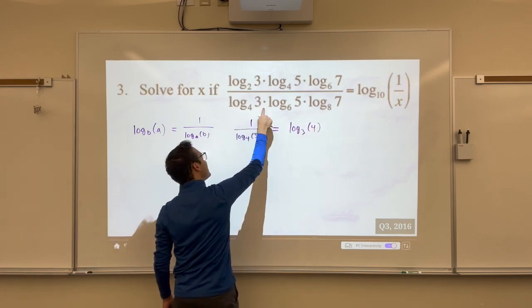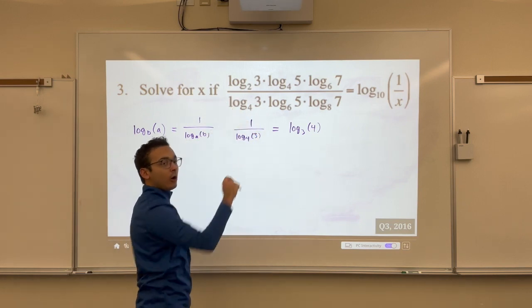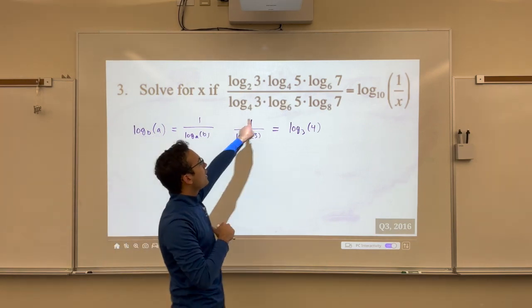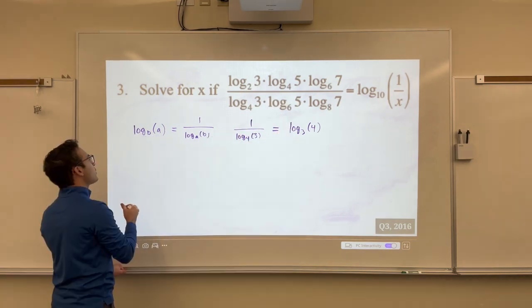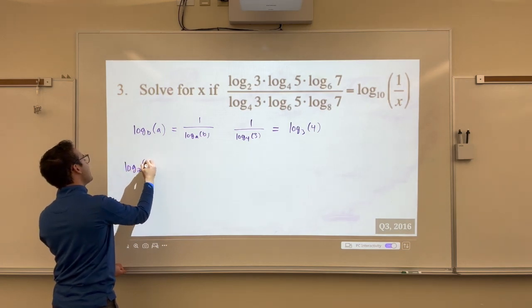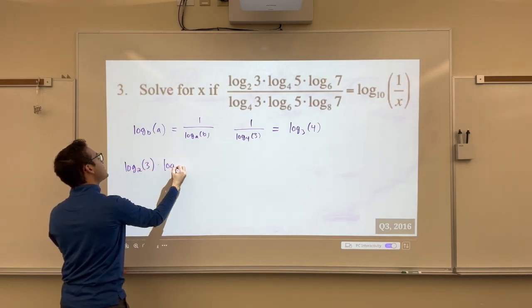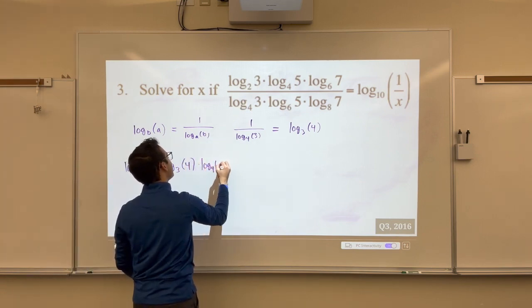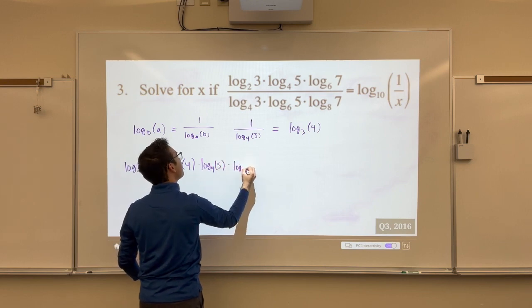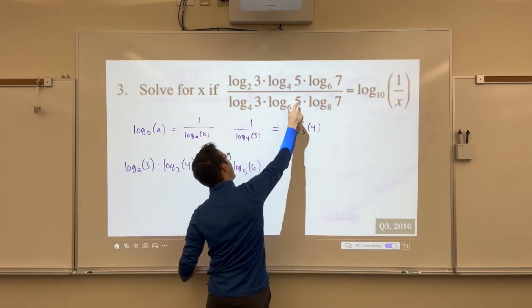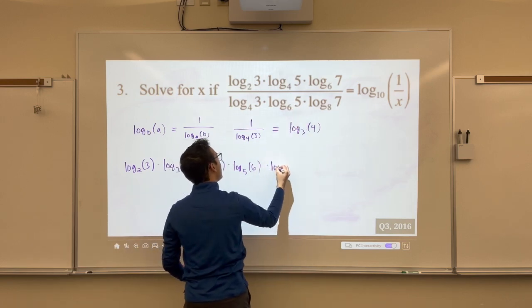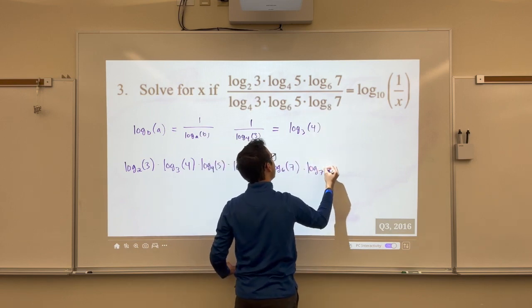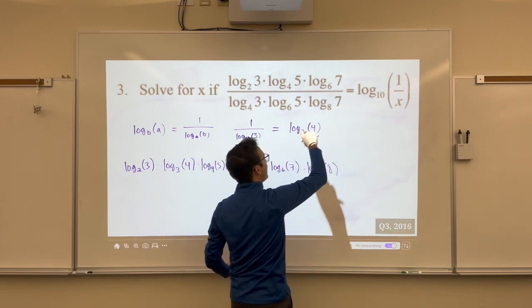So in order to move this log into the numerator, all I have to do is swap the base and the input. And I'm going to do that for all of the terms in the denominator. So I end up getting log base 2 of 3 times the log base 3 of 4 times the log base 4 of 5 times the log base 5 of 6. Notice that I swapped the 5 and the 6. Times the log base 6 of 7 times the log base 7 of 8. Again, I swapped the base and the input.